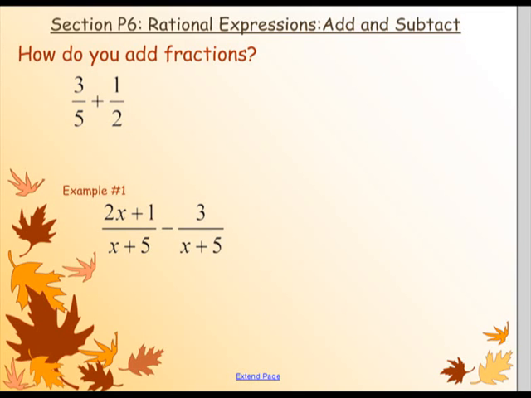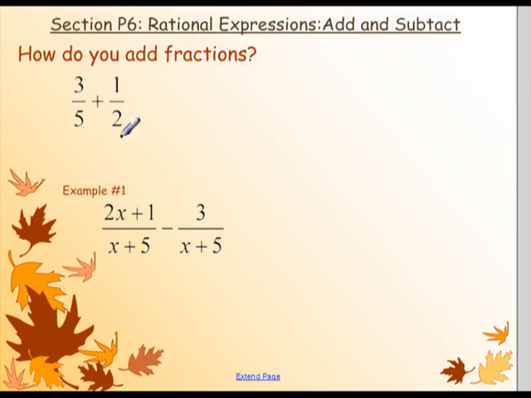Hello everyone, this is Mr. Appel, and today we are going to do a little review of P6, this time adding and subtracting rational expressions. So adding and subtracting fractions, but this time they're rational expressions. They're fractions with algebraic expressions. So you may remember this from Algebra 2. We're going to do a little review and then maybe extend a little bit. So just a quick review.